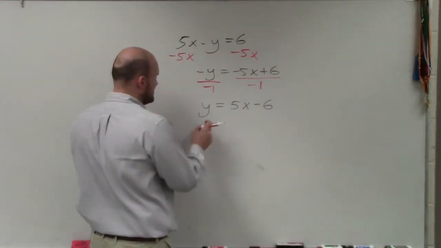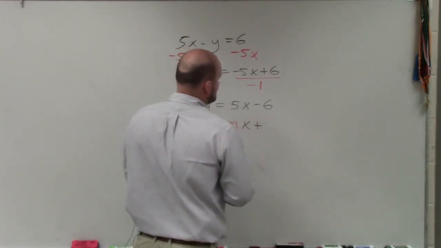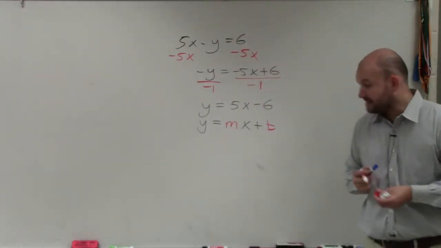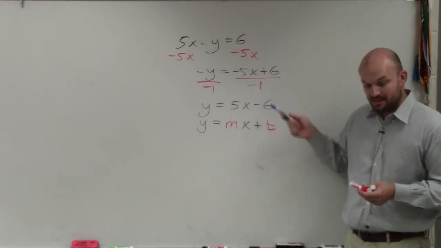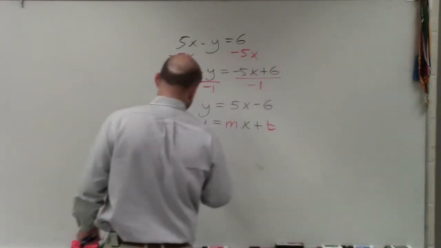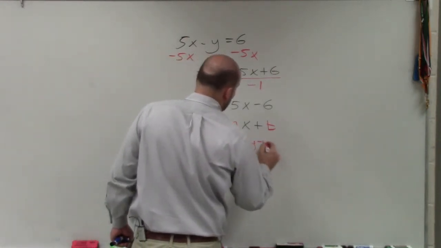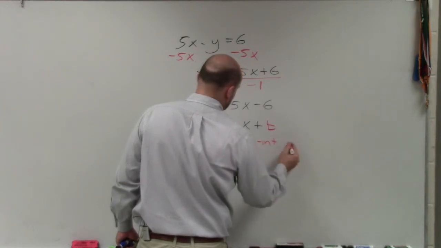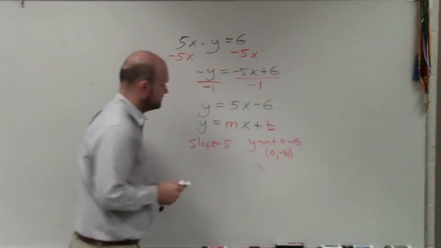Now, looking in slope-intercept form, y equals mx plus b. All we're looking to do is identify what the slope is and what the y-intercept is. So in this case, you guys can see that m is 5 and b is negative 6. So remember, m represents the slope. And the y-intercept represents the coordinate point, which is negative 6, which is also the coordinate point (0, negative 6).